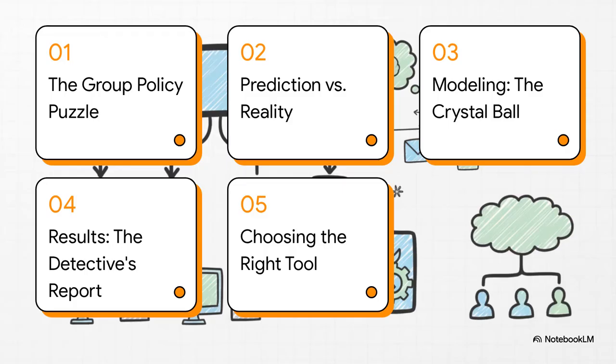So here's how we're going to break it all down. We'll start by framing the problem, what we're calling the group policy puzzle. Then we'll get into the fun part, prediction versus reality. We'll look at a tool that acts like a crystal ball and another one that's more like a detective showing up on the scene. By the end, you'll know exactly which tool to grab and when.